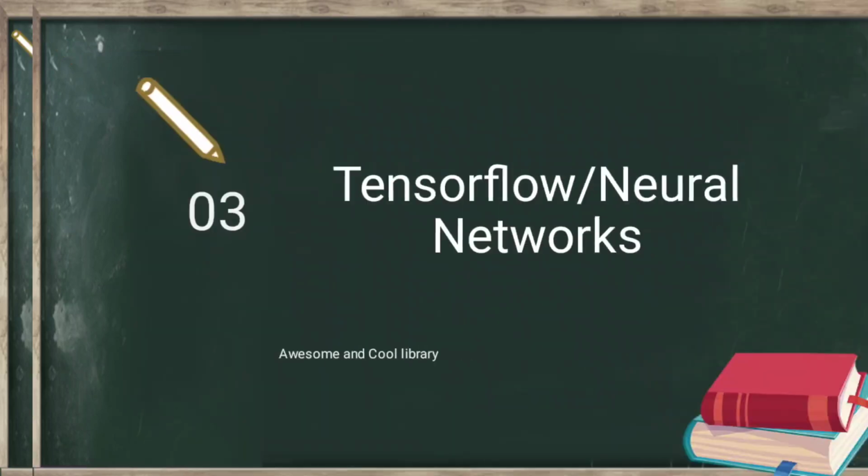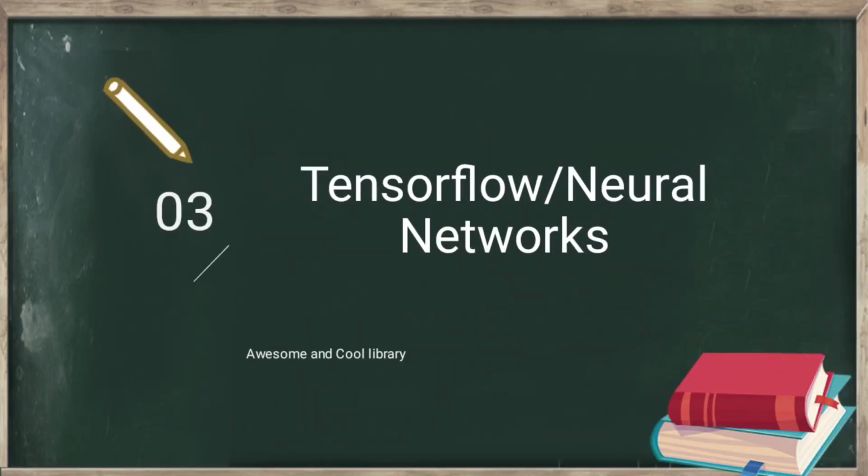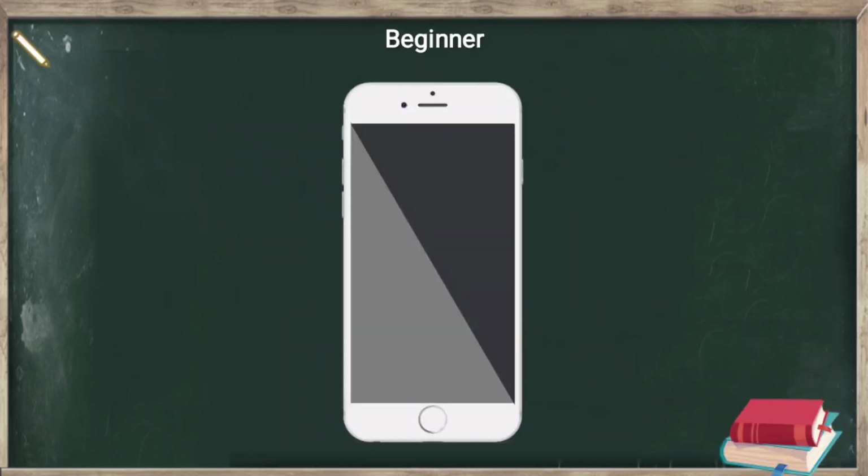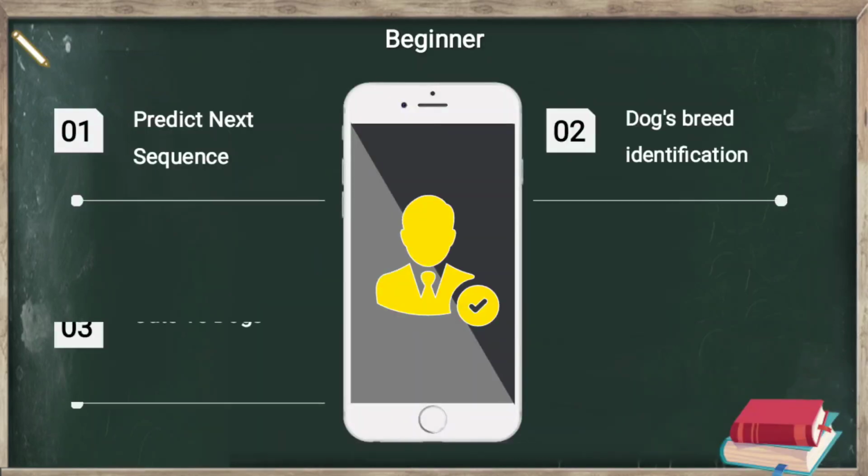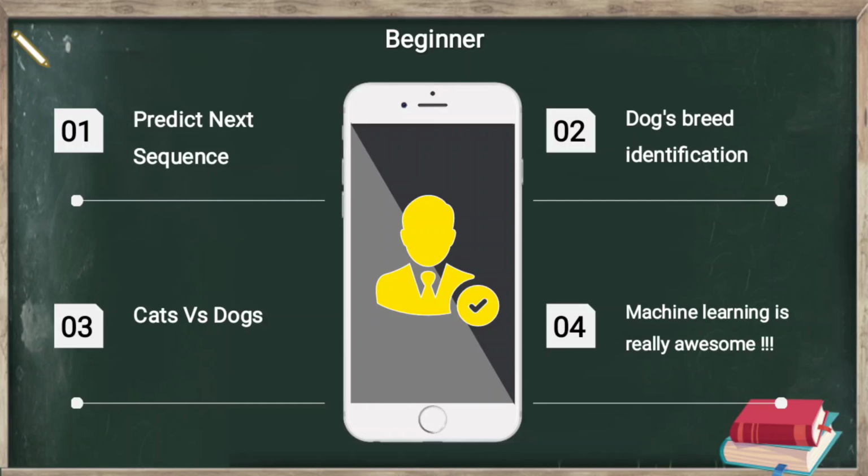And our next and last category is TensorFlow, neural network, and deep learning. They're the same things. Okay, so it's a very awesome and cool library. I enjoy doing TensorFlow very much. So if we see for beginners, I have listed these three projects. The first one is predict next sequence.